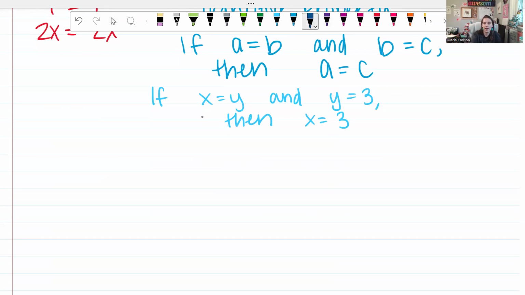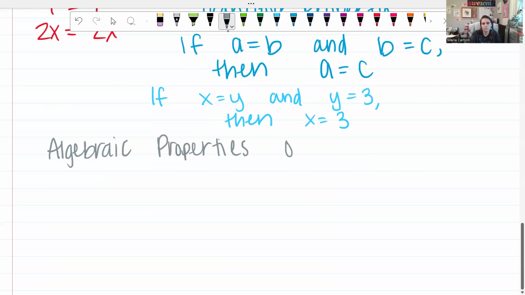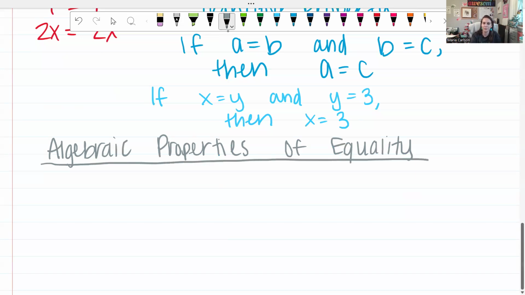We also have some algebraic properties of equality. And these are all super important to write down because we're going to use these all throughout our geometry journey. So please make sure you are writing these down. I said Algebra 1 probably because I was writing algebraic. So we use these a lot in Algebra 1, actually.